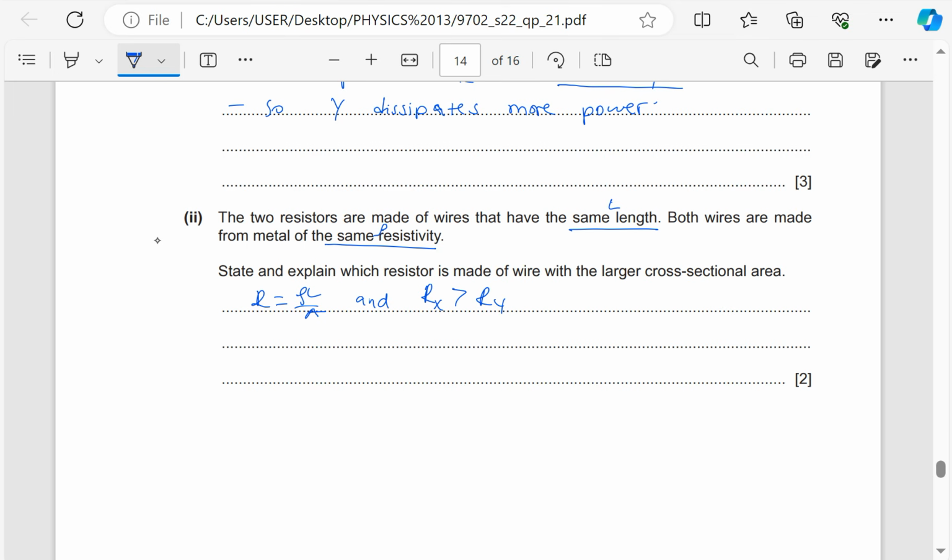So you notice that resistance is inversely proportional to cross-sectional area if ρ and L are the same. So the one with the bigger resistance has a smaller cross-sectional area. The question is which one is made of wire with a larger cross-sectional area. The one with the smaller resistance is made of wire with a larger cross-sectional area. So Y has the larger cross-sectional area.